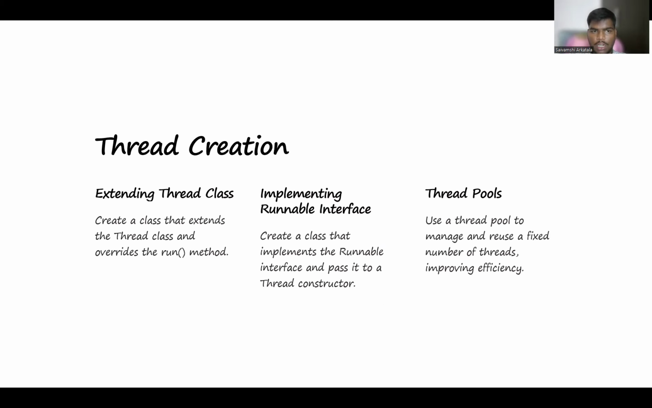And thread creation. There are three major ways of creating threads: extending the Thread class, implementing the Runnable interface, and thread pools. Extending the Thread class: create a class that extends the Thread class and overrides the run method. Implementing the Runnable interface: create a class that implements the Runnable interface and pass it to the Thread constructor. And thread pools: we use a thread pool to manage and reuse a fixed number of threads, improving the efficiency of the system.